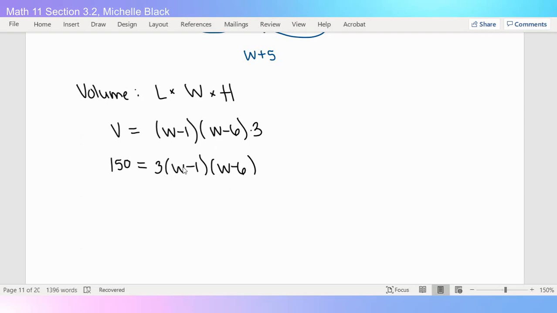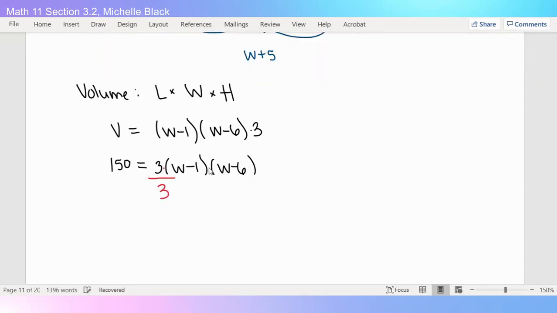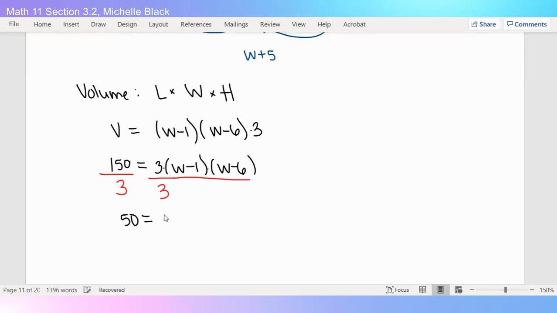And now I can either distribute all of this and then try to solve for W, or if I want to save myself just a tiny bit of time, I'm going to divide away this 3. Right, everything's being multiplied, so I'm technically dividing the whole side. And I'll divide the other side of my equation as well, leaving me with 50 equals W minus 1 times W minus 6. Remember, our zero product property only works if this number is 0, but for us it's 50. So we're going to have to do a little bit of work. So let's start by FOILing this out.